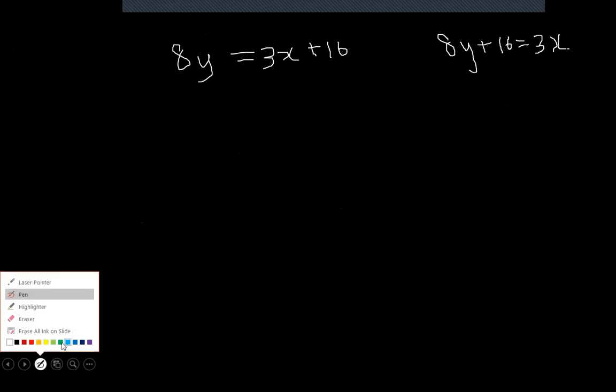I want you to do this one. 8y is equal to 3x plus 16. That's my first equation. And then my next one, 8y plus 16 is equal to 3x. I want you to show that these lines are parallel. So let me know when you finish that.